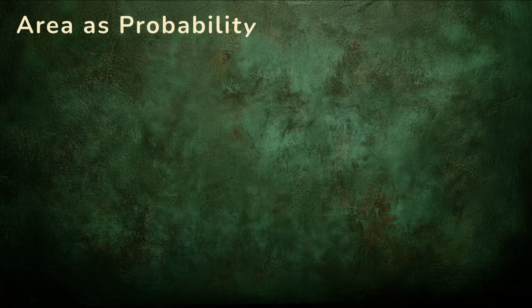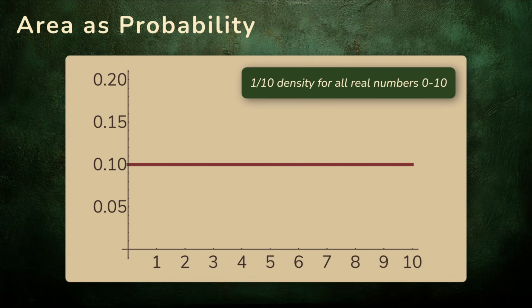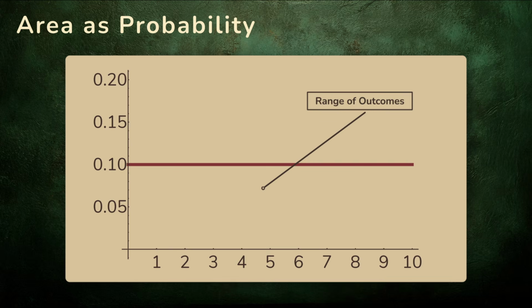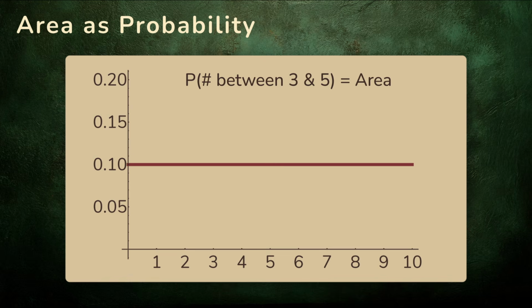For example, let's assign a density of 1/10 to each real number in the range 0 to 10. Here's the graph of this PDF. Although the probability of a single outcome doesn't make sense, the probability of a range of outcomes works. And to find the probability of a range, you find the area underneath the PDF graph over that range. For example, the probability of generating a number between 3 and 5 is the area under this graph between 3 and 5. This is a rectangle with a width of 2 and a height of 1/10. The area is 1/5, so the probability is 1/5. As a decimal, the probability is 0.2, which is the same as 20%.